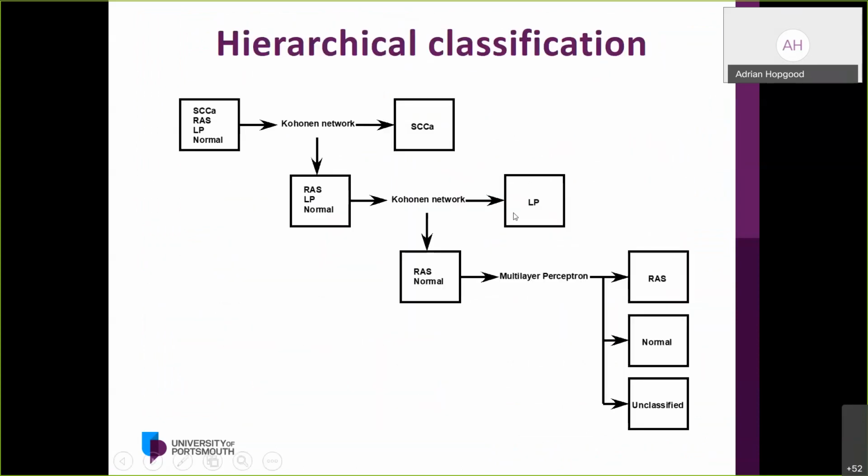And what we actually found was that the best combination was achieved through a hierarchical combination of different networks. We'd have a Kohonen network to cluster together the cancerous ulcers, a second Kohonen network then to separate out the lichen planus from the remaining ones, and then the multi-layered perceptron to classify the others. And we found just through experimentation that was the best approach, this combination of different techniques, so one technique enhancing another.